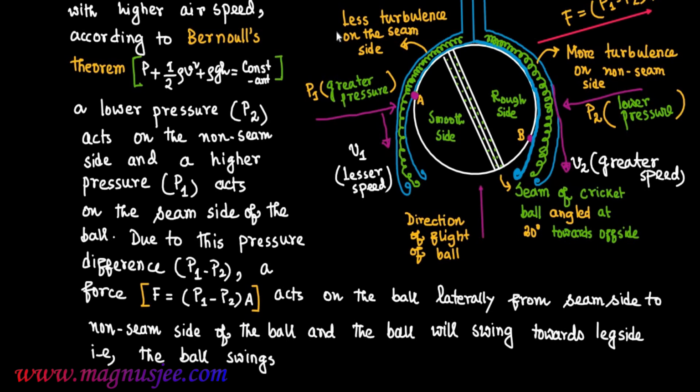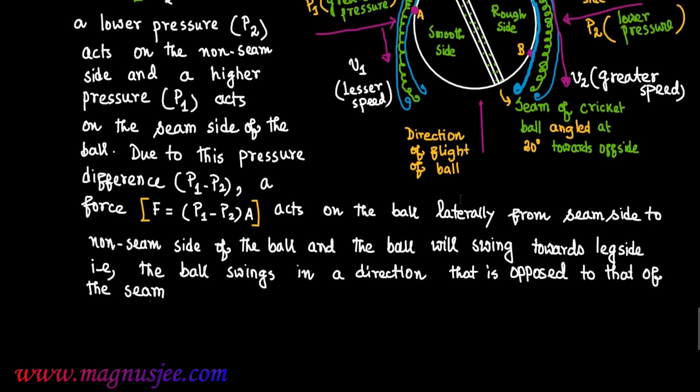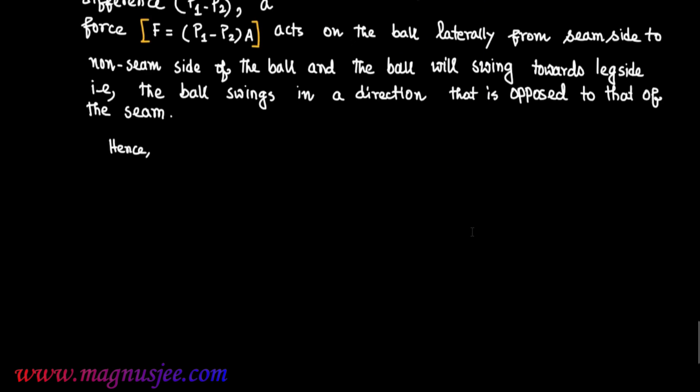That is, the ball swings in a direction reverse to the seam position. The ball swings in a direction that is opposed to that of the seam.